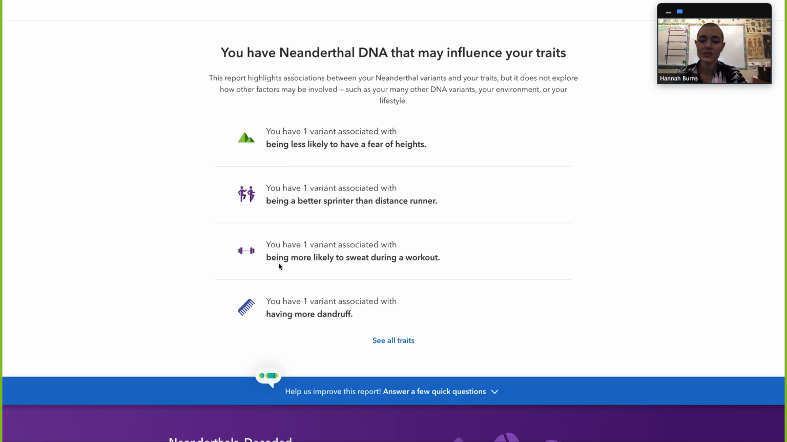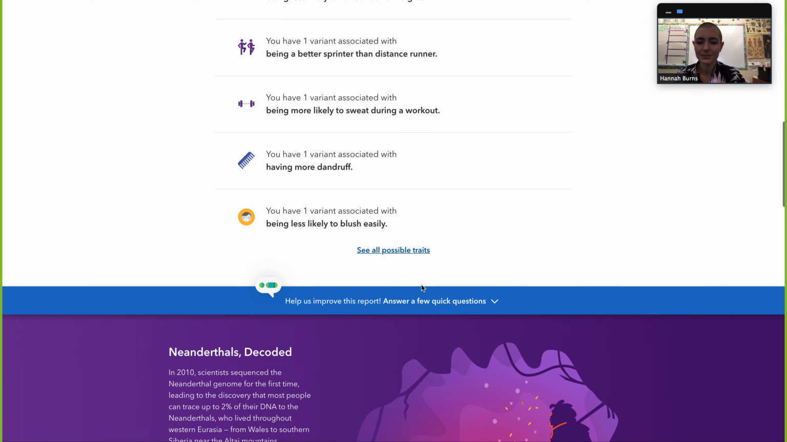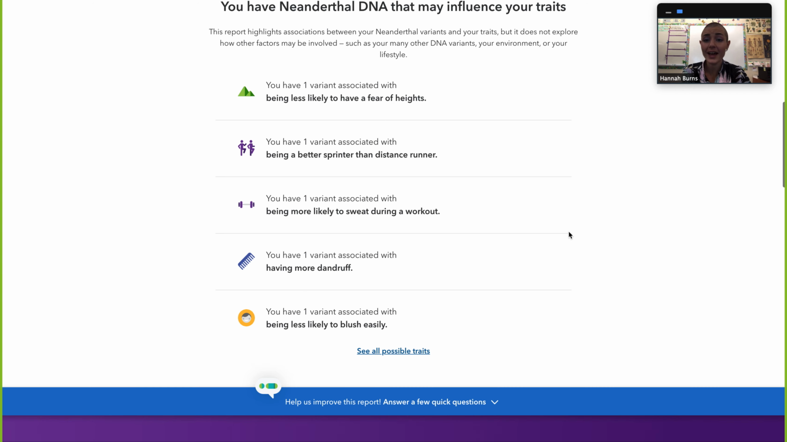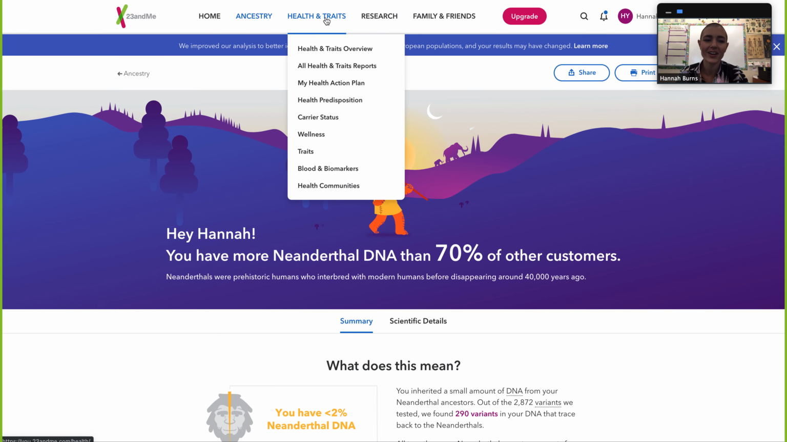We have one variant associated with being more likely to sweat during workouts. I definitely do. And then this one here is interesting. I have one variant associated with having more dandruff, but I don't actually have dandruff at all. So that's cool. And then one variant associated with being less likely to blush easily. That is, I think, true. I never have noticed myself blush at all, even when I'm embarrassed. But then again, I can't always see my face, so maybe I am and I'm just not aware of it.